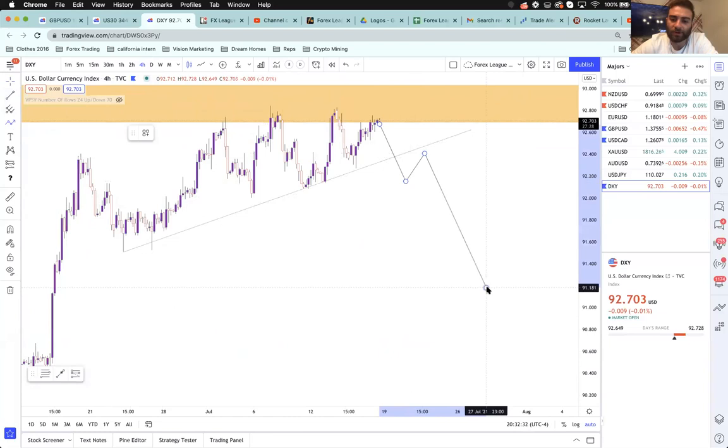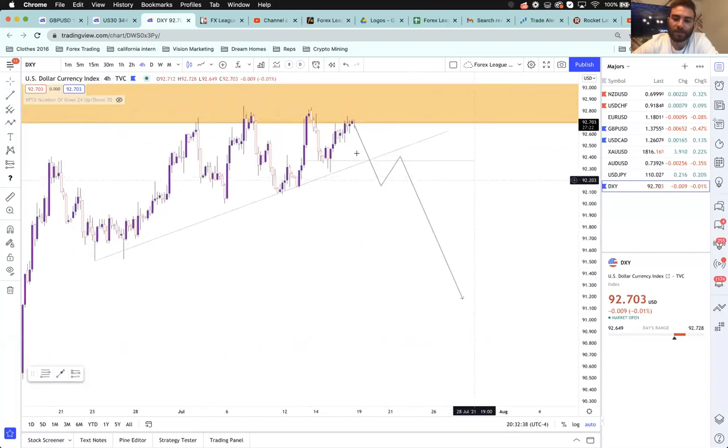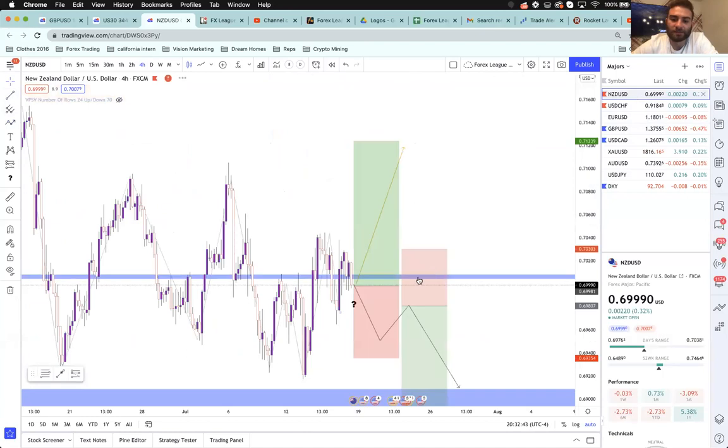We need to see a break of this trend line, a break of this support level right here, to get that momentum to shift over. So keep that in mind, the dollar is fairly bullish, which would mean that, taking this trade, this thing could head lower and ultimately break down.